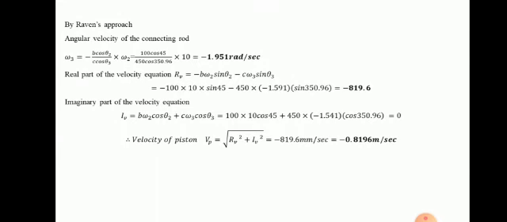Therefore, the velocity of the piston can be calculated as the square root of the real part of the equation RV squared plus the imaginary part of the equation IV squared. The velocity of the piston is minus 819.6 mm per second, equal to minus 0.8196 meter per second. Minus 0.8196 meter per second is nothing but the velocity of the piston.